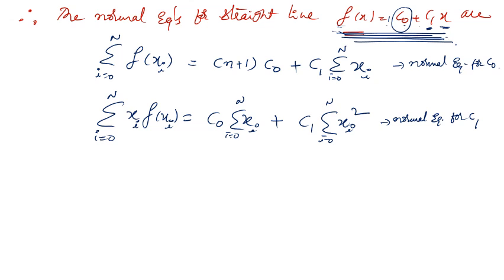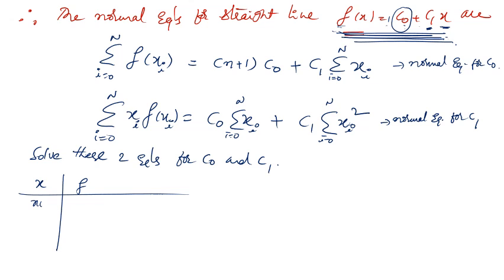So how to solve these two equations for c0 and c1? Lastly, substitute in the function. Then how to solve in problems? In problems you will get these values, x versus f: x0, x1, x2 and so on, with corresponding values f0, f1, f2. And what are the required values? See, I'm showing summation x. Summation means the total summation; sigma f is required.